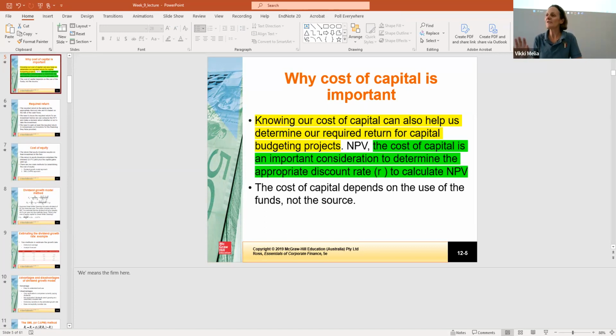Anyone have any questions so far? Because this is quite an important concept, the cost of capital for an organization. I don't want you to just memorize how to calculate it. I want you to understand its importance.